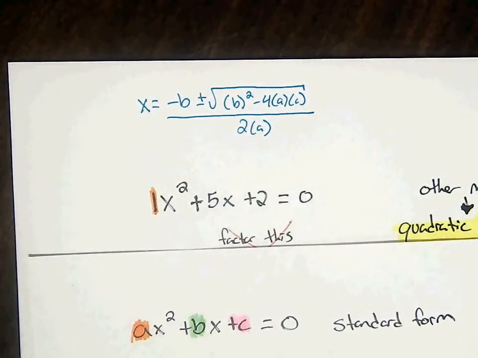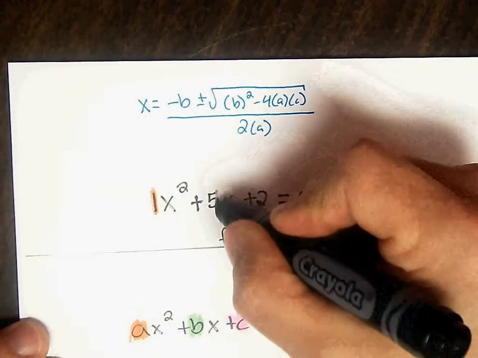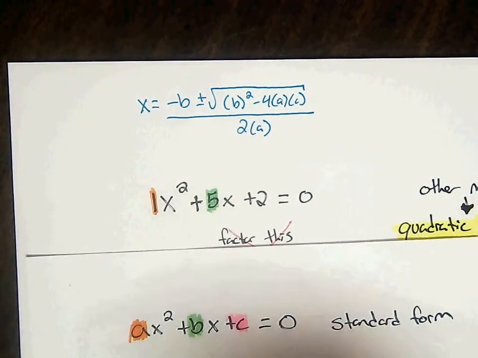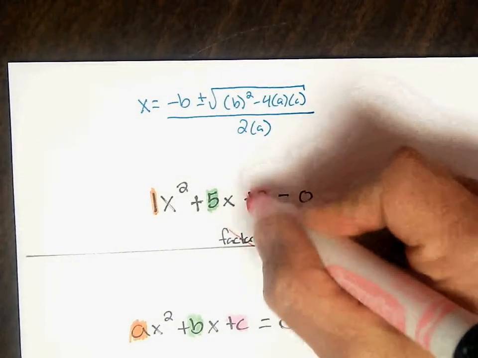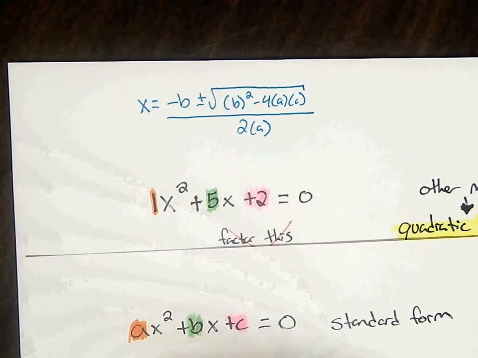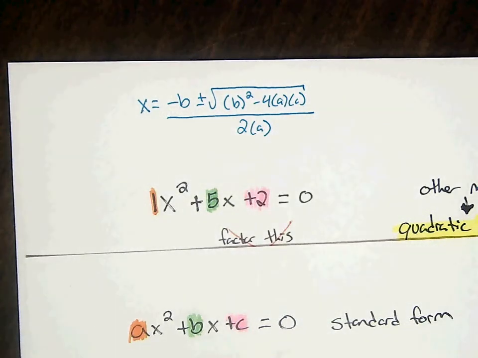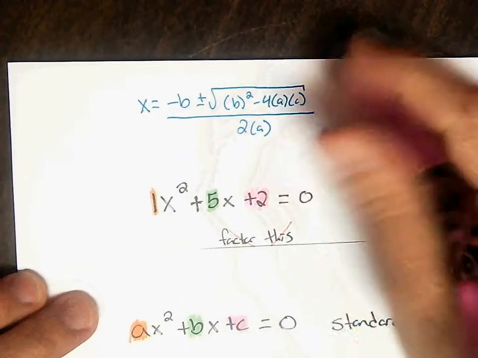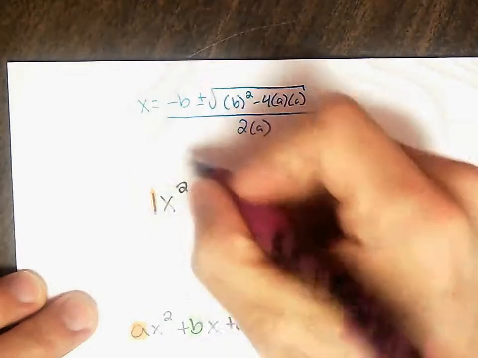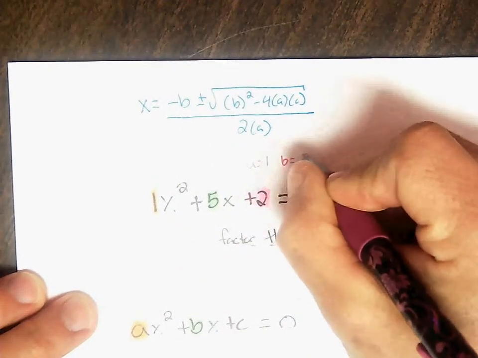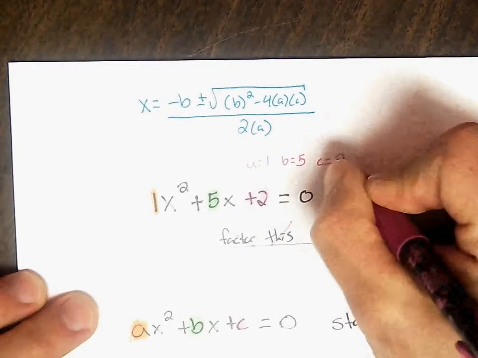Your b is going to be the number in front of x, so your b is going to be 5. And the c is going to be the constant, so the c is 2. And so I'm going to write this down real quick, right here on the side. So a equals 1, b equals 5, and c equals 2.